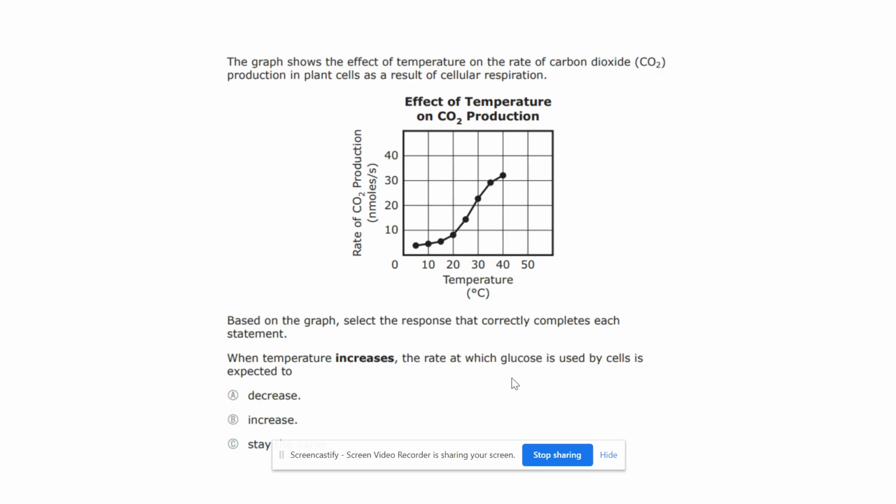And what do we know about glucose? Glucose is a starting material, or a reactant, of cell respiration. We need glucose in order to do it. So if we're having more CO2, which is telling us that there's more cell respiration going on, then that means the rate we're using glucose must also be going up. All right, so the answer is B, increase.